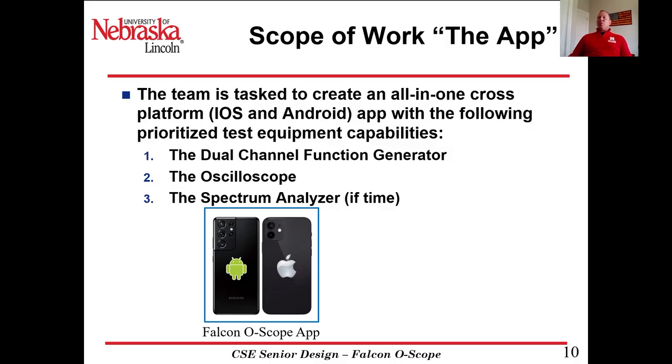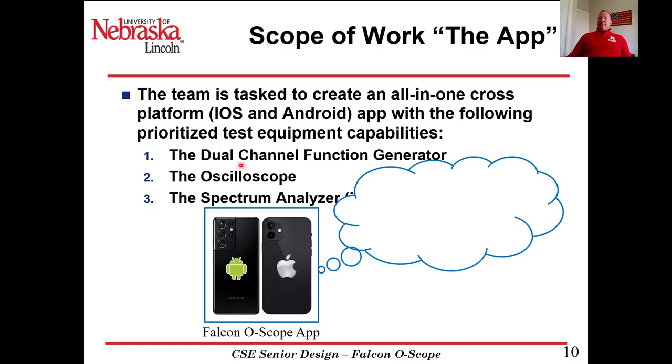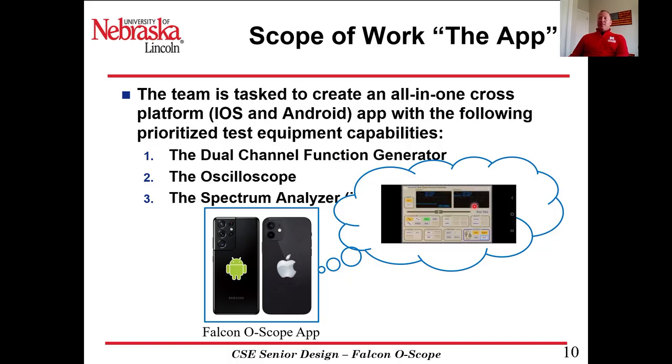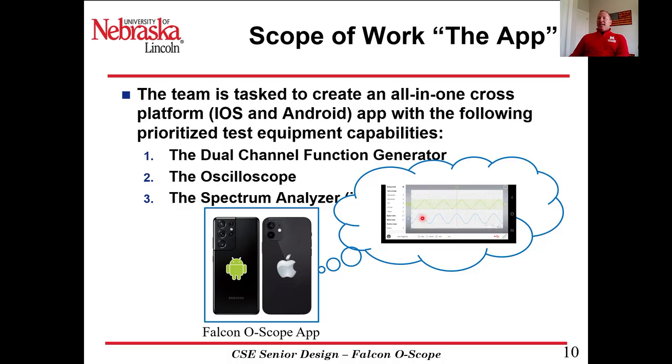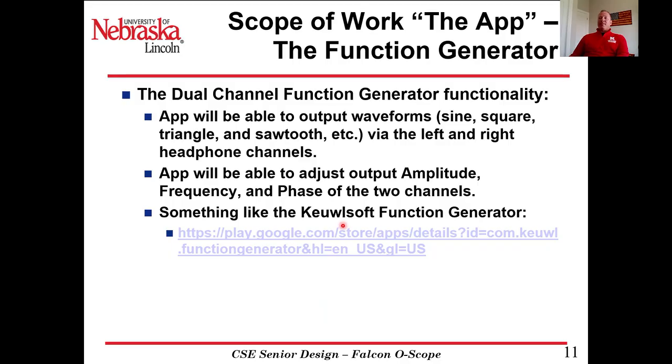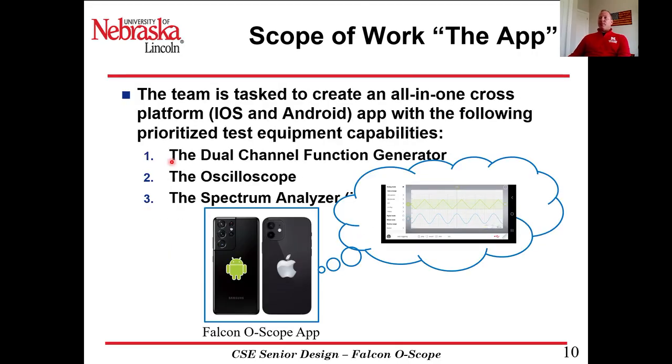Let's talk a little more about the scope of work, what's going into that app. So we're building this cross-platform app to go on Android and iOS, and it's going to have multiple prioritized capabilities. First, we're going to get into the function generator, and then we'll get into the O-Scope capabilities, and we'll briefly talk about the spectrum analyzer capabilities as well.